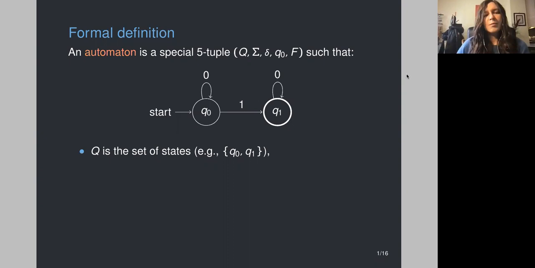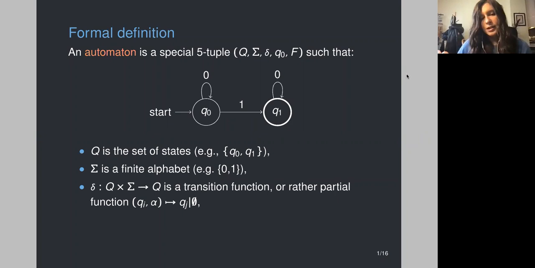So Q is the set of states. For example, in the automaton I have a diagram of, Q0 and Q1 are the elements. Sigma is a finite alphabet. Looking at a diagram, you can't tell a priori, but you know at least a subset of the alphabet. And so here in this diagram, we can see the alphabet is 0 and 1.